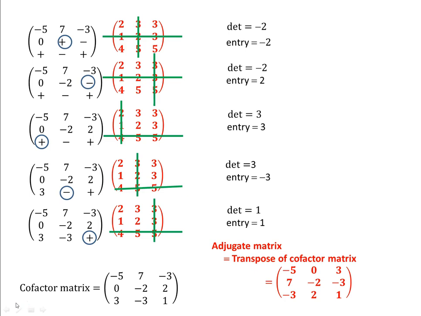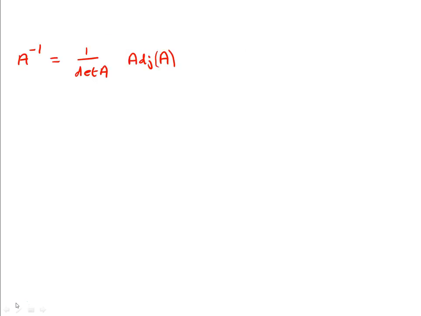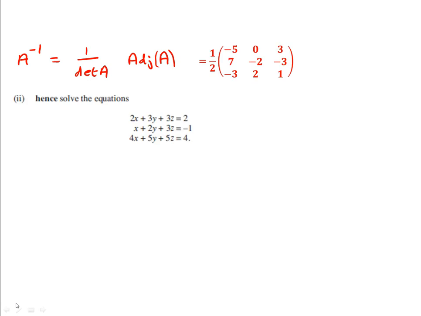So we've now got the adjugate matrix for A, and then we simply need to remember that A inverse is 1 over the determinant of A times the adjugate of A. We've already seen that the determinant of A is 2, and we've just found the adjugate of A, so there we are, we've got A inverse is 1/2 times the adjugate of A.